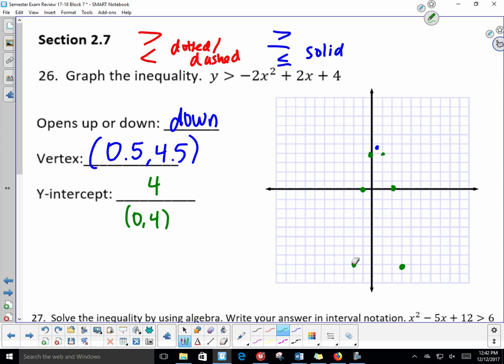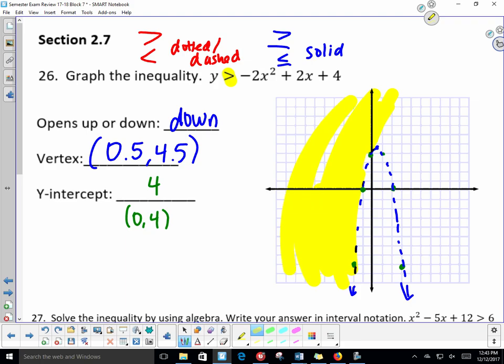Again, we said this is different in two ways from a regular quadratic function. An inequality has solid or dashed lines and shading. So we already decided it's going to be a solid line. So I'm going to put a solid line on the outline of this parabola. And when we shade, we're going to go to the vertex. Okay, so we'll go to the vertex here. And because y is greater, we'll go to the vertex and shade up. Well, in that case, that means we'll be shading on the outside of our parabola.